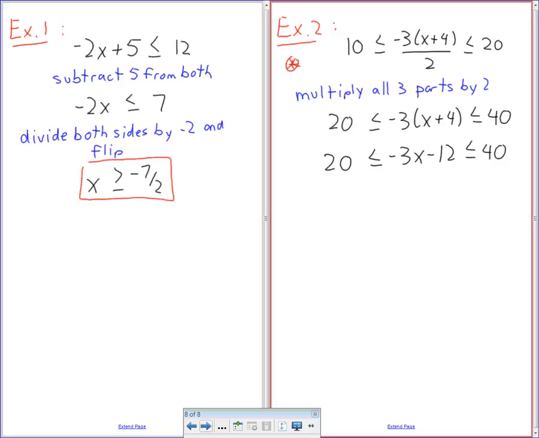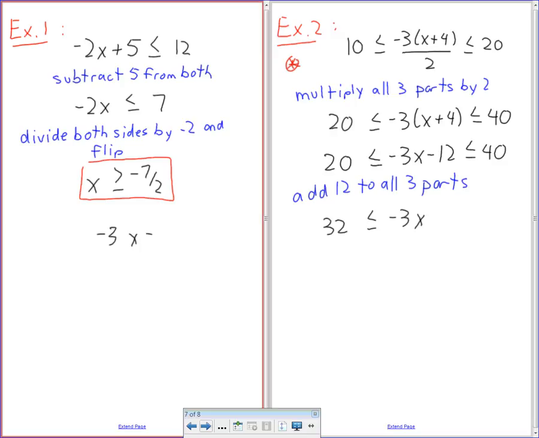You can add 12. You would add 12, but you're going to add it to all 3 parts here. So you're going to get 32. Would it be -12 or just 12? Just 12, right? Because you want this to cancel out. So the -12, when it comes across, is going to be a plus, like for regular algebra. So I'm going to call that then 40 plus 12, which should be 52.